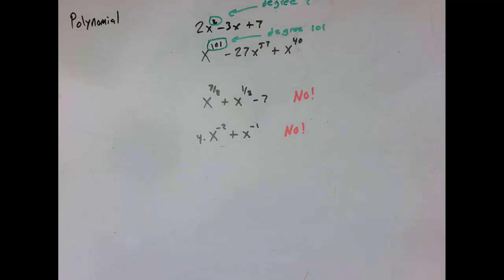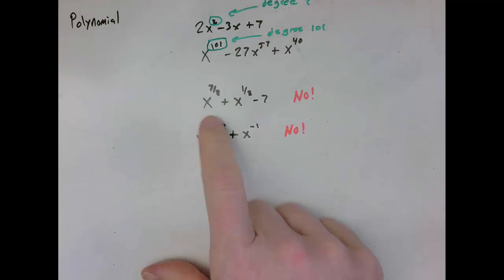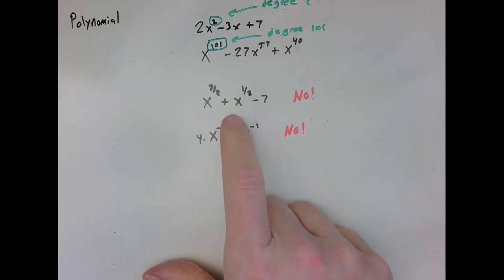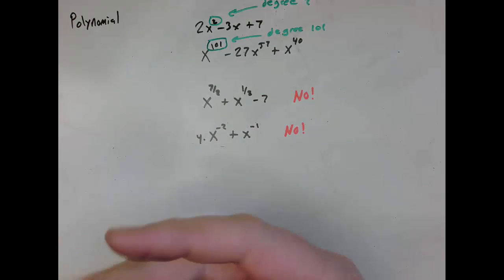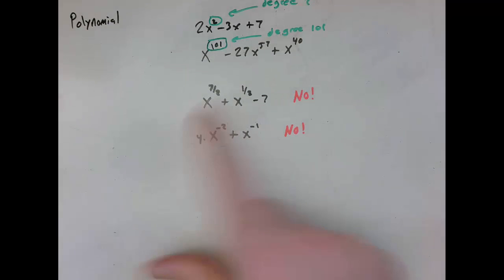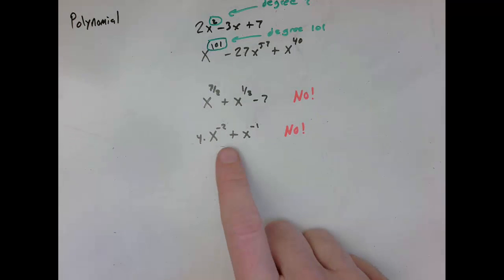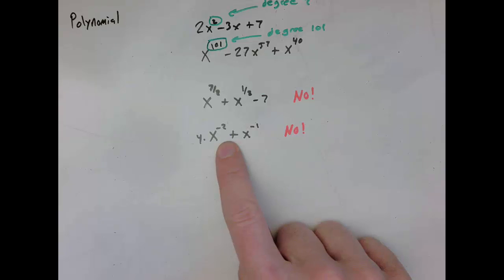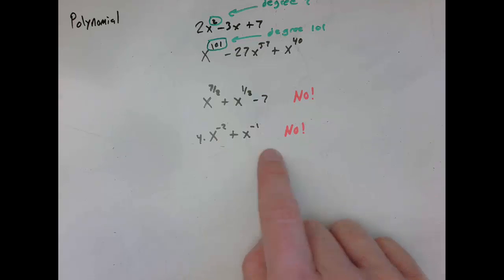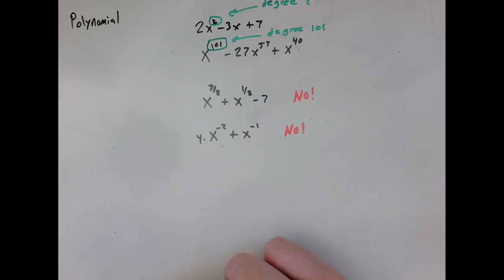Just as a quick note, these are both not examples of polynomials. They are non-examples. x to the 7/2 plus x to the 1/2, because these exponents are not non-negative integers. They're equivalent to roots. Here we have more examples of exponents that are not non-negative integers. So x to the -2 is the same thing as 1 over x squared. And so again, these wouldn't fit our definition of a polynomial.